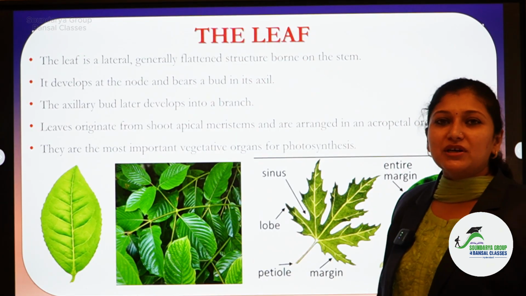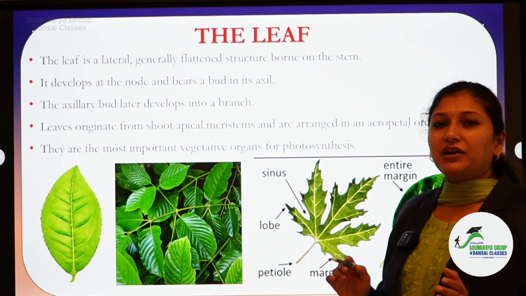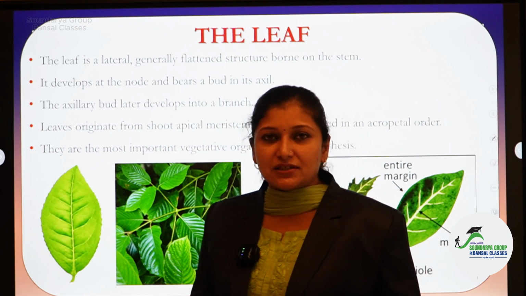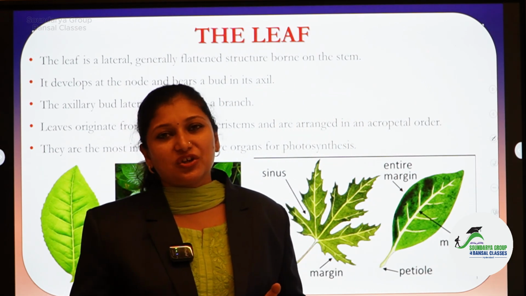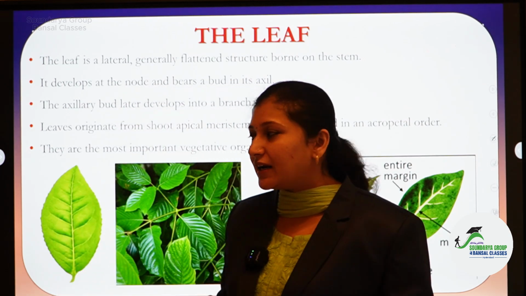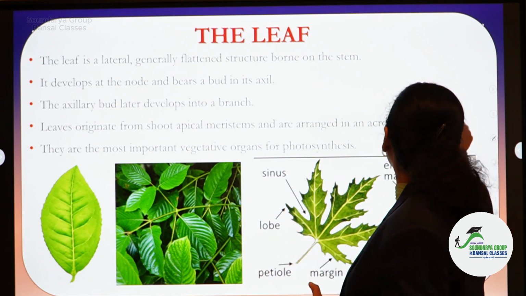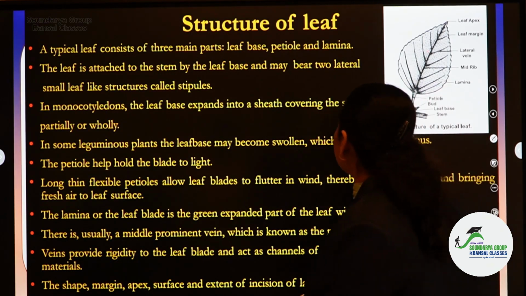Then moving towards the next one, that is the leaf. The leaf is the part of the plant which does photosynthesis. We call it the kitchen of the plant also. It is making food for the complete plant. So it is doing photosynthesis. What is the actual structure of a leaf? You can see here.